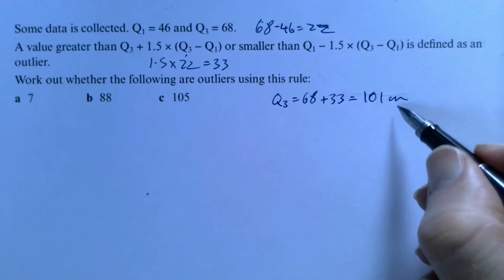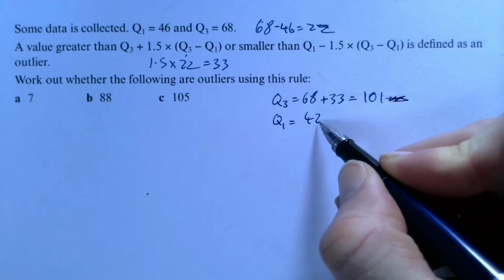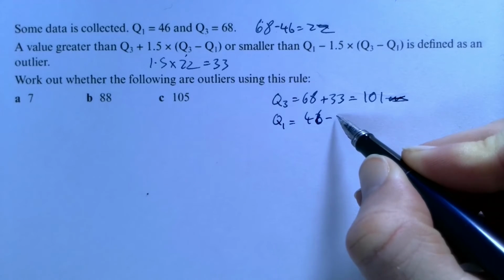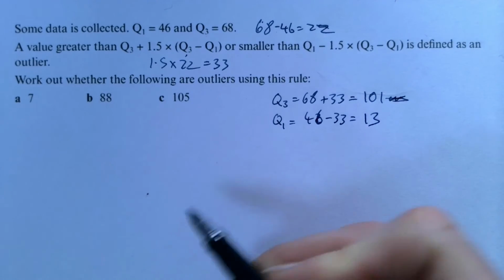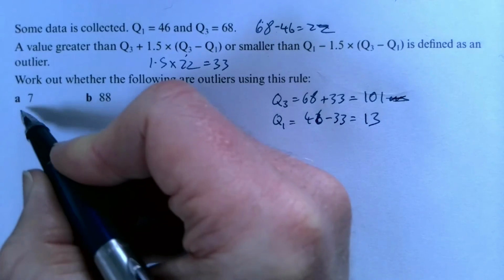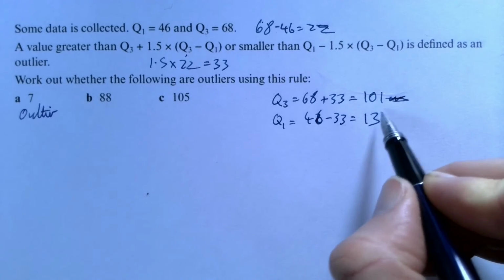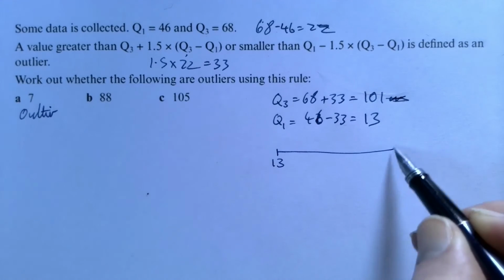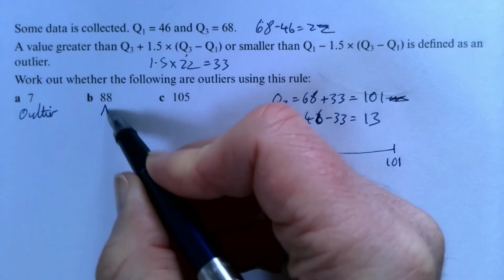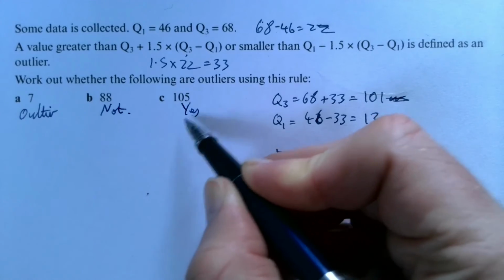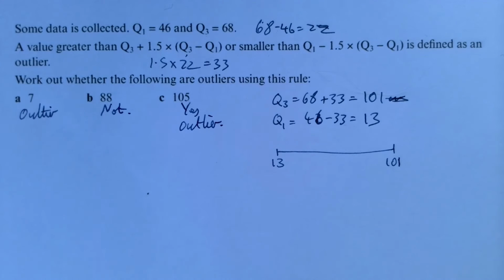Well, I don't know if it's centimetres, doesn't say, does it? And Q1 is going to be that much smaller than the lower quartile. So 33 away from that gives us just 13. So 7 is less, so outlier. 88 is less than 101. It's within that zone from 13 to 101. They are all safe. It's anything outside, so not. And yes, 105 is too much. That is an outlier. One more question to go.